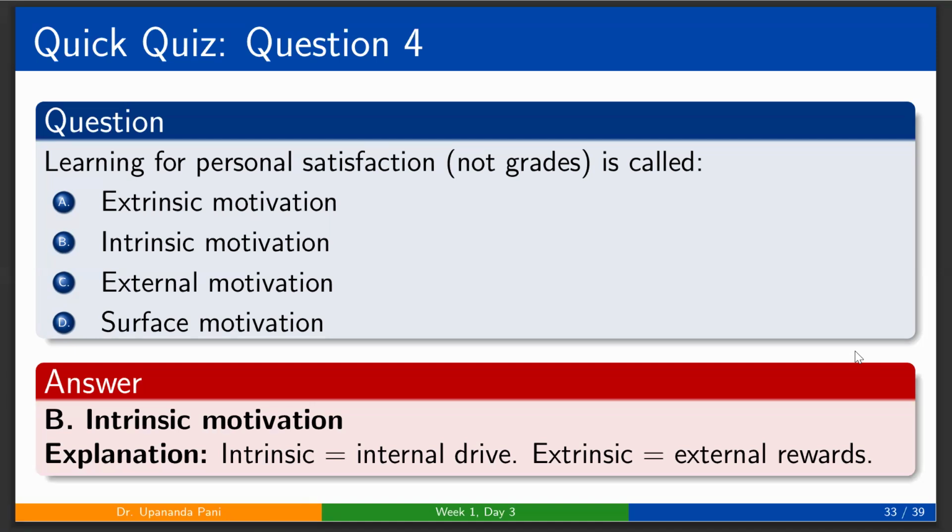The explanation is intrinsic means internal drive, and extrinsic means external reward. When you are learning to know something, that is basically intrinsic motivation, when you are getting motivation from within. You are not driven only by external rewards like grades or parental appreciation.